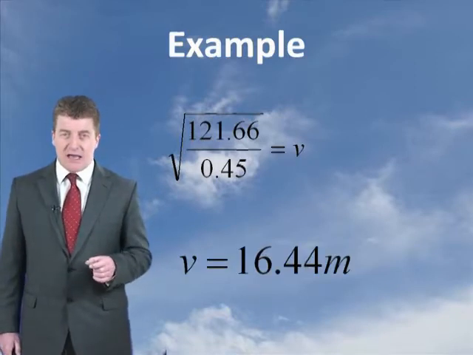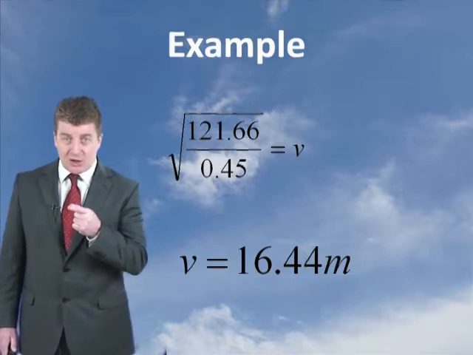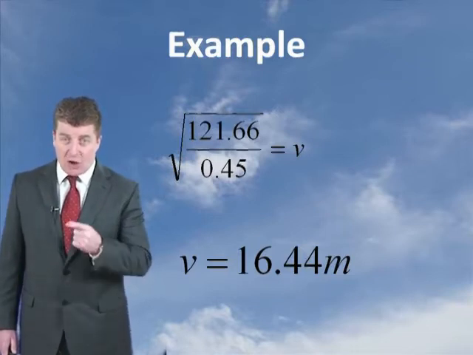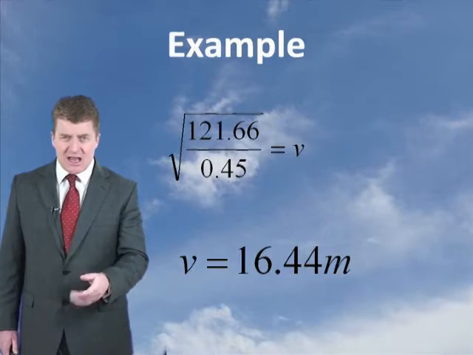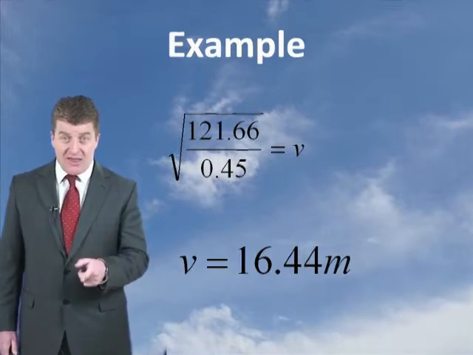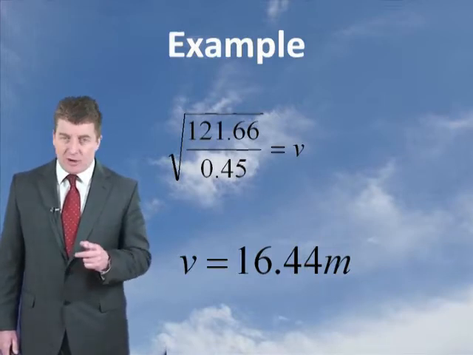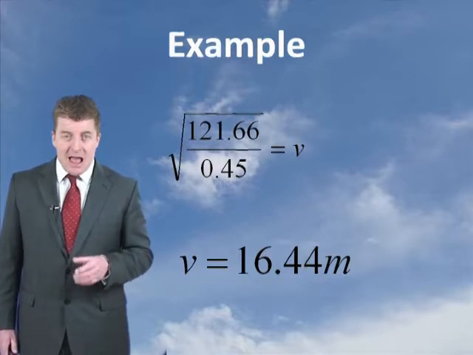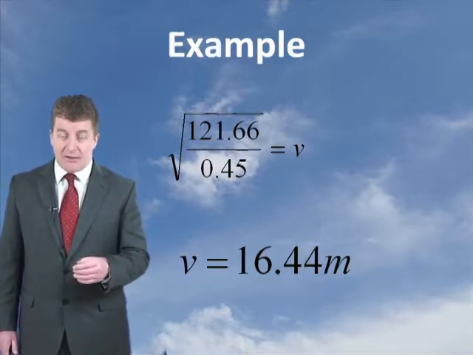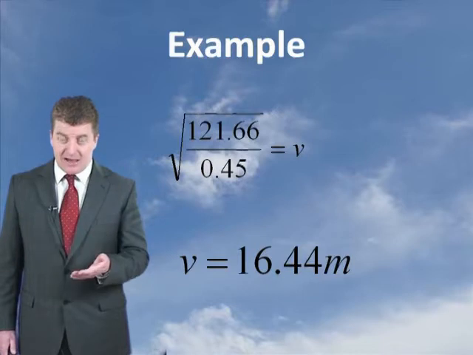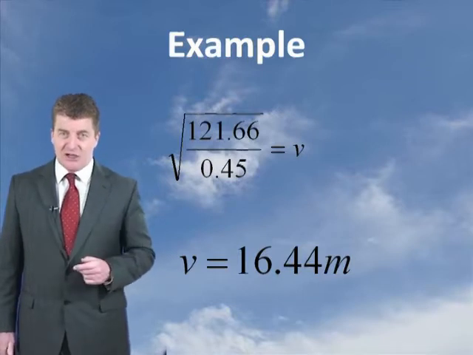This allows you to work out that potential energy, you let it go, what velocity it will be travelling, because all the potential energy has gone to kinetic energy, and the velocity at that point will be 16.44 metres a second. And as it goes past that, it'll start to slow down as it transfers that energy back into potential energy.